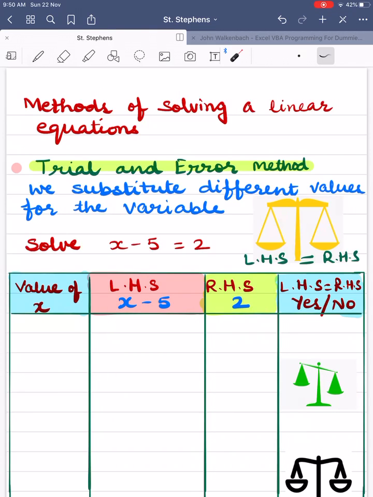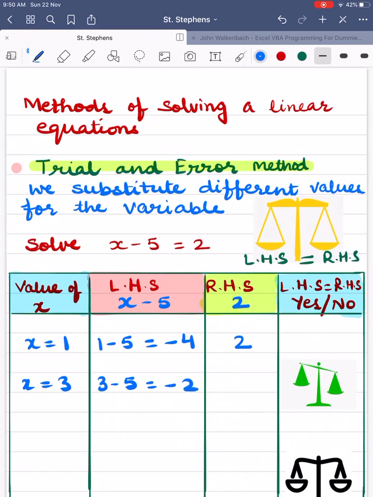Now let's substitute x is equal to 1 in the left hand side. So we have 1 minus 5 which is equal to minus 4. Now minus 4 is less than the right hand side. Now let's substitute x is equal to 3. Now 3 minus 5 is equal to minus 2. So again the left hand side is less than the right hand side. Now let's substitute x is equal to 5.